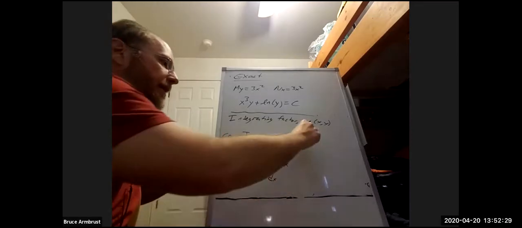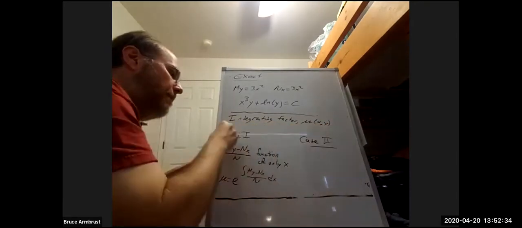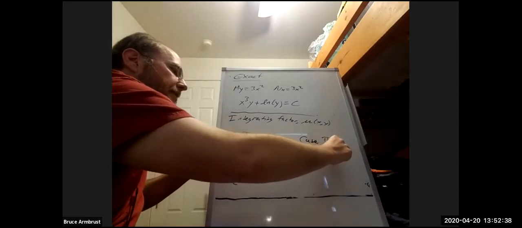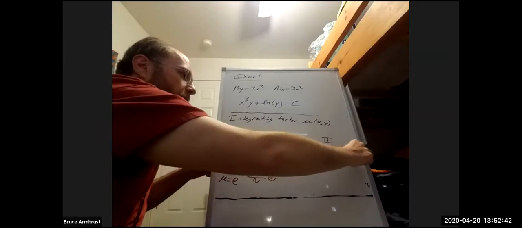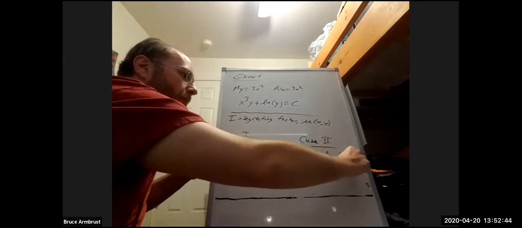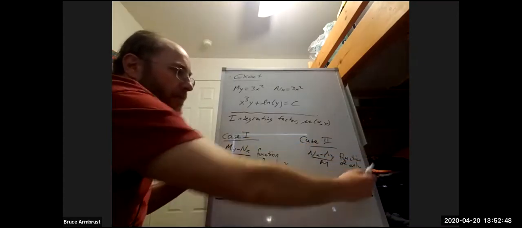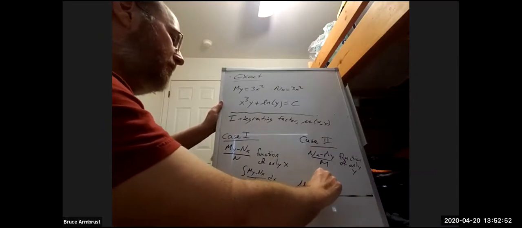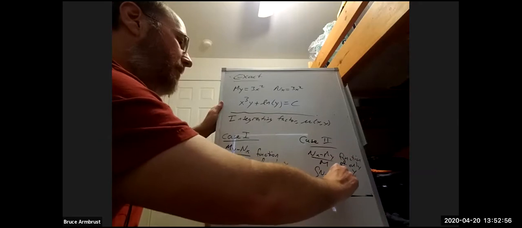The second case, which is just as good, is where, if we reverse it, nx minus my over m is a function of only y. And in that situation, we saw that mu is equal to e to the integral of this thing, but integrating with respect to y.